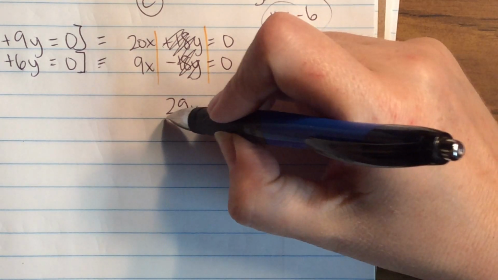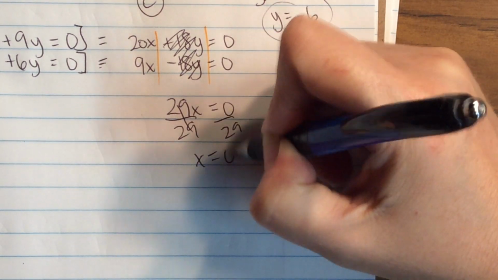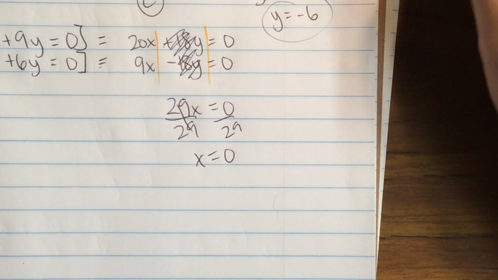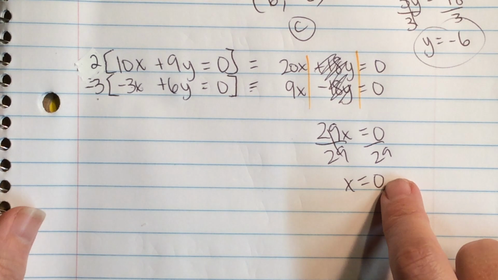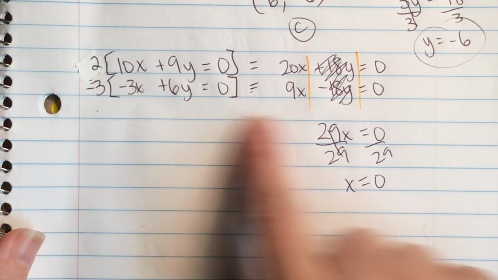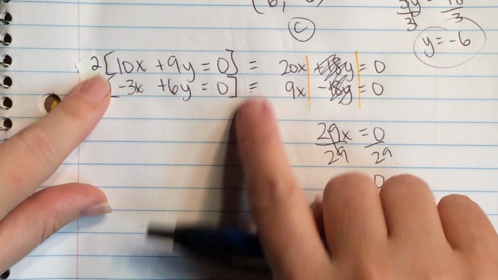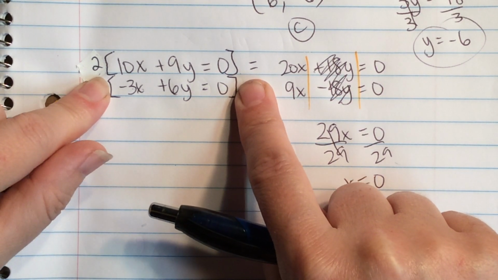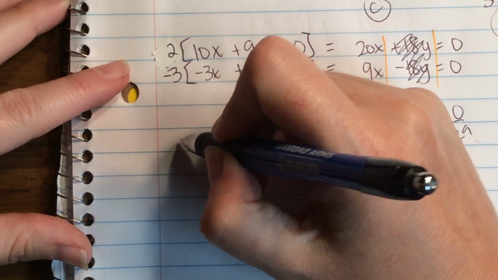So 29x equals 0. We're going to divide by 29. And x equals 0. So we have one of our answers. And I can take that x and plug it in any of these 4 equations because they're all fine. I think I'm going to do this one here. The negative 3 plus 6y equals 0. I think I'm going to choose that one. That one looks like the easiest one.